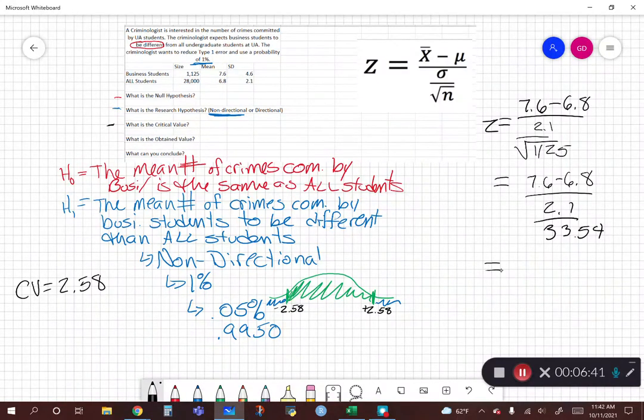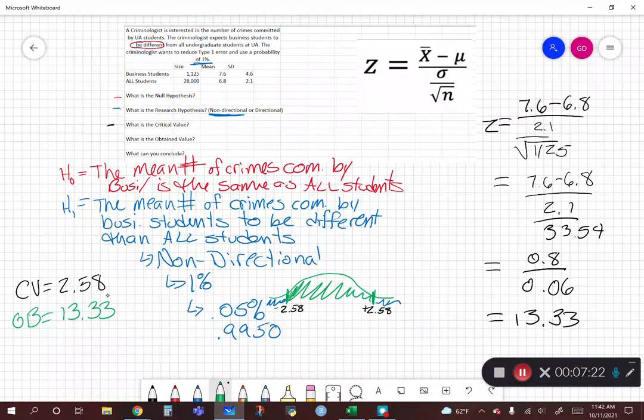Now I'm going to solve both the numerator and denominator at the same time. So for the numerator, you take 7.6 minus 6.8, which gives you 0.8, over 2.1 divided by 33.54, which gives you 0.06. Sorry if you hear my dogs moving things in the background right now. So now you take the 0.8 divided by 0.06, and you get 13.33. And now if you look at this compared to our critical value, so this is our obtained value. So obtained value, we get 13.33. So we have that done.